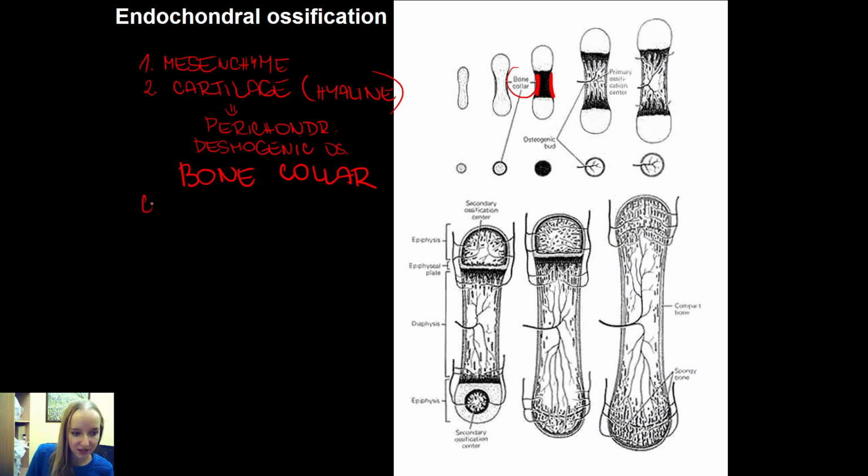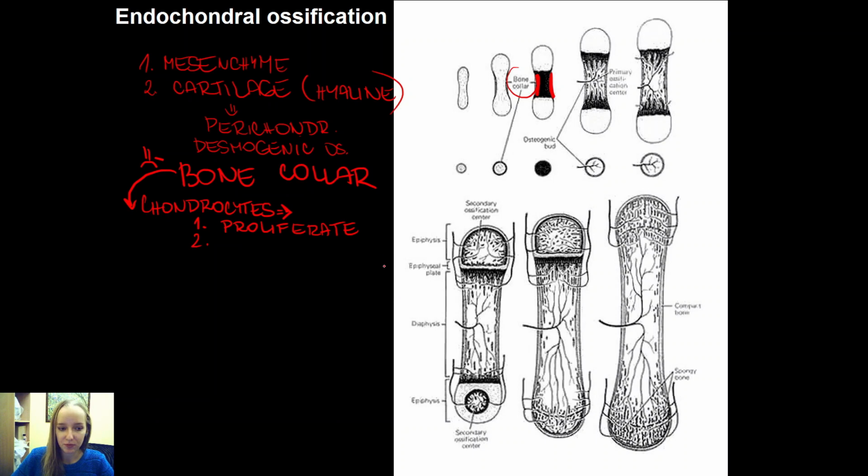So the chondrocytes, I'm going to write it down for you. First, what are they going to do in this response? This bone collar is very bad for them. First, proliferate. Once again, for me it doesn't make sense, but whatever, do what you want. But they are exhausted right now because they divided, and next they begin to hypertrophy.